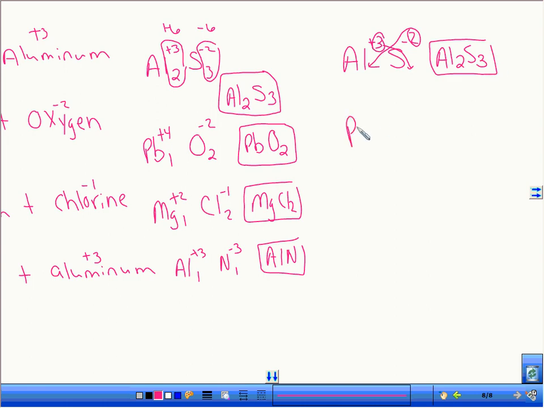We'll look at this one. We've got Pb plus 4, oxygen minus 2. Ignore the signs and move the numbers. That makes the 4 go there and that 2 go there.